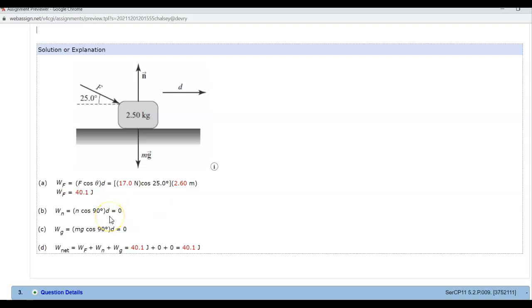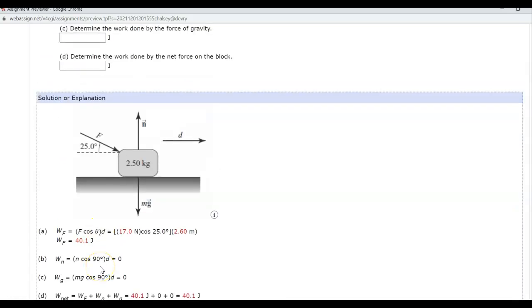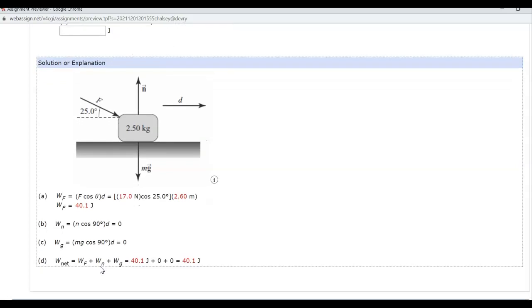Okay. For B, the normal force is at a 90-degree angle, so that gives us 0. And the work done by the force of gravity, again, the angle is 90 degrees, so that would give us 0. And then for the net force, we add them all together: 0 plus 0 plus 40.1.